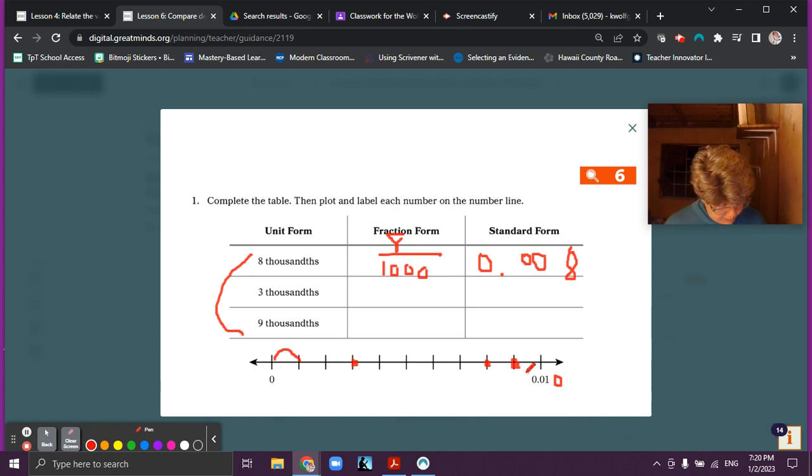So we have 3 thousandths, 8 thousandths, and 9 thousandths on our number line. And we can think about which one is larger. Obviously, 9 thousandths, then 8 thousandths, then 3 thousandths. If we were going to put them in order, we would say least to greatest, 3 thousandths, 8 thousandths, 9 thousandths. Okay, let's go on to the next one.